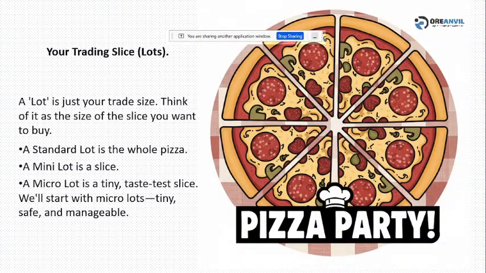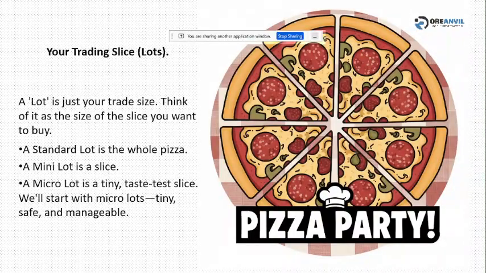Imagine having a full pizza and you are just giving it out. Then a mini lot is more like one big slice. How many slices do you have in a pizza? Let's say you have 8 slices. Then you are taking one slice out of it. That is a mini lot. Which means if you remove one slice, you still have 7 slices left. So you still have 7 times you can trade the market and still be profitable.